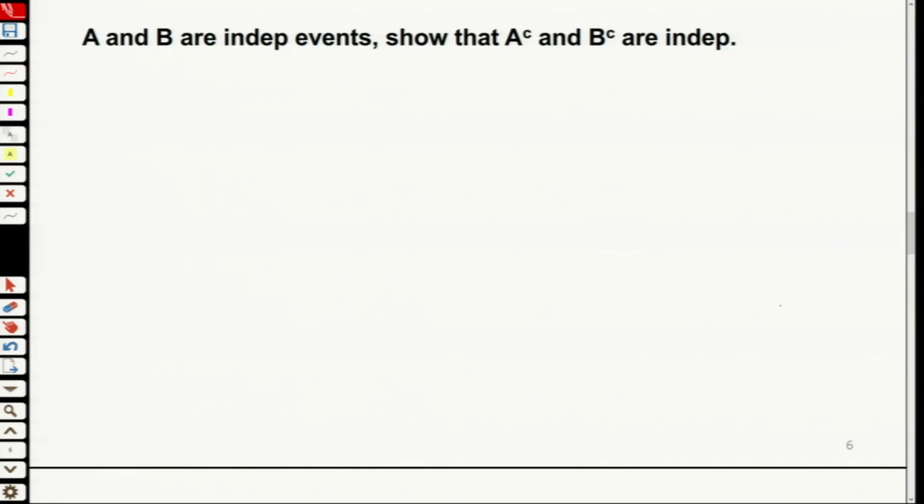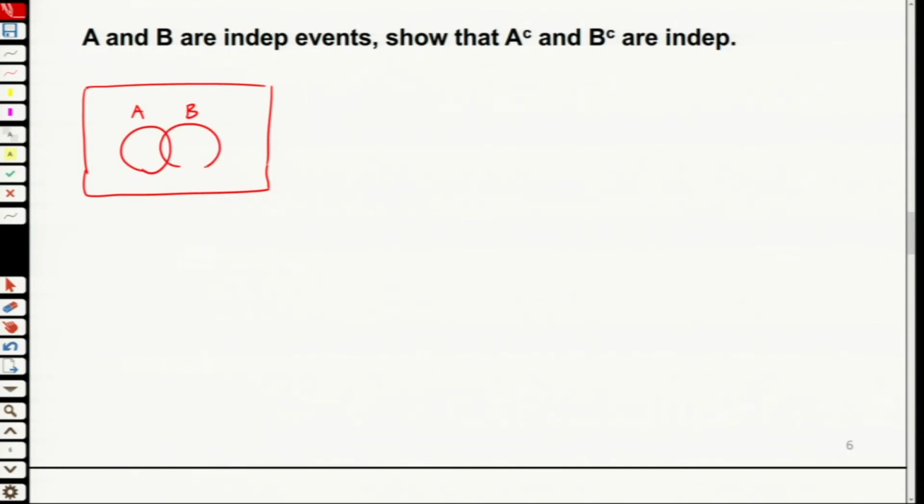So A and B are independent. Now the question is, are A complement and B complement independent too? Suppose this is AB. Have it over here. This is A, this is B, and this is what is happening right now.